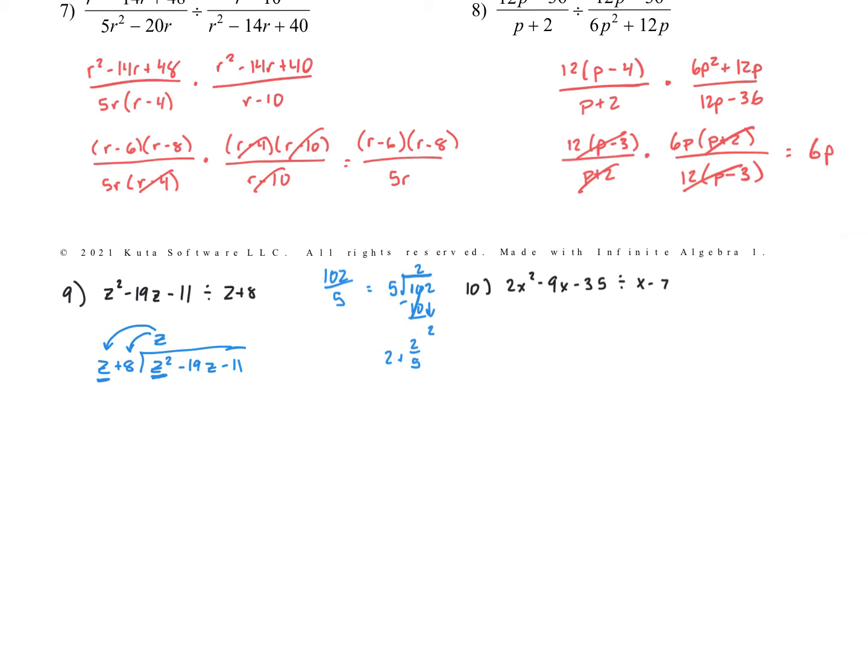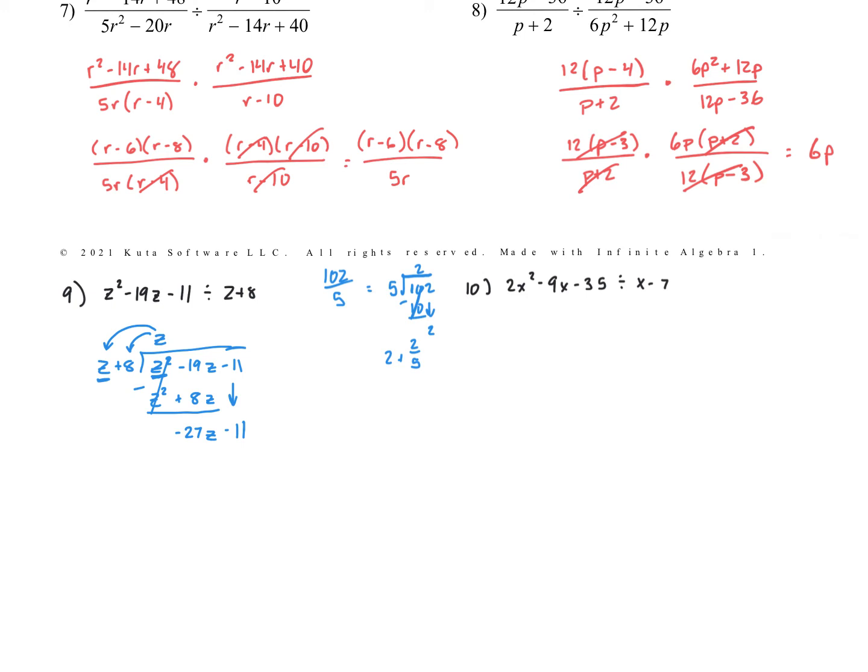So z times z is z squared. z times 8 is a positive 8z. So far, so good. Now I'm going to subtract. The z squares will cancel out nicely, and now I have negative 19z minus 8z. A negative minus a number, we're still going to have a negative number, and that's going to be a negative 27z. Now I'm going to bring down my negative 11, and there it is.